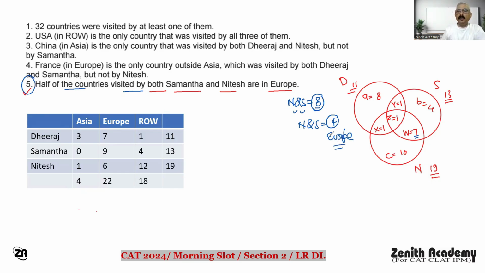Okay. And now see here, everything is clear. With the help of this Venn diagram, we can answer many questions. Look here. Dheeraj in Asia visited 3 countries. Samantha did not visit any countries. And Nitesh, one. This point is to be noted.